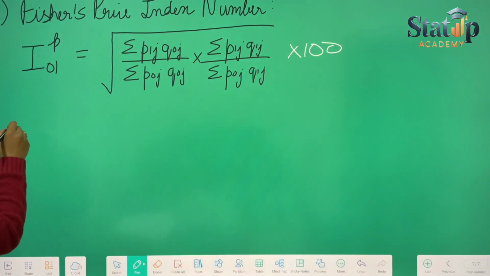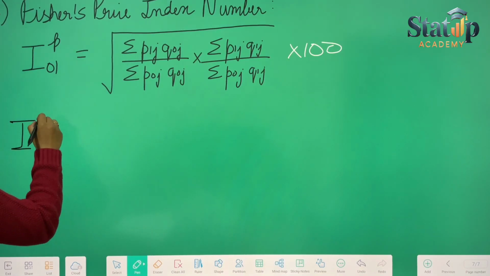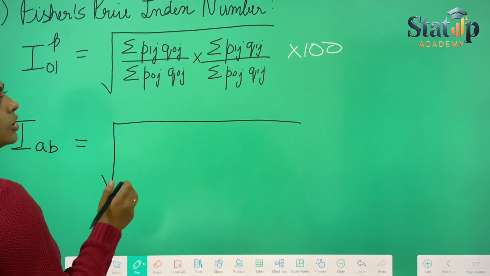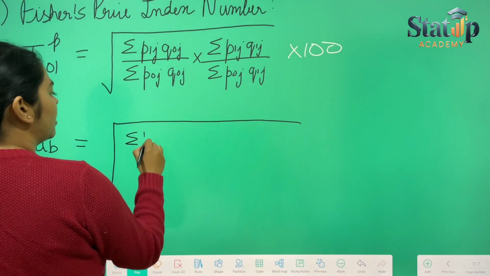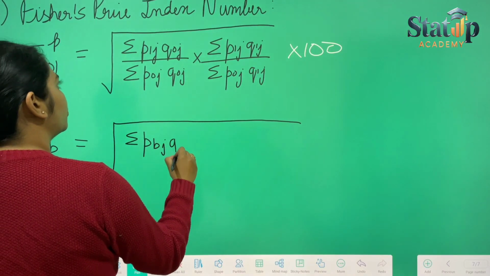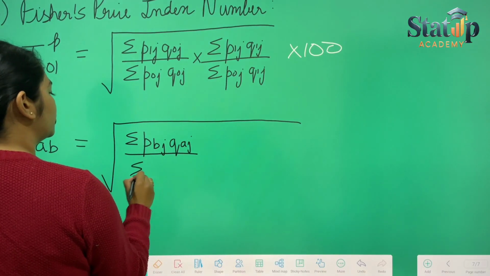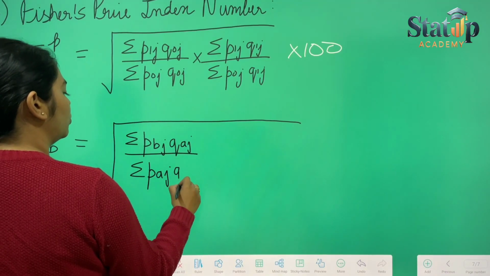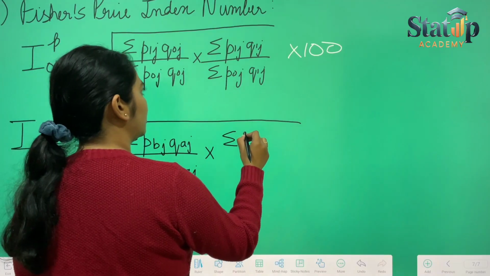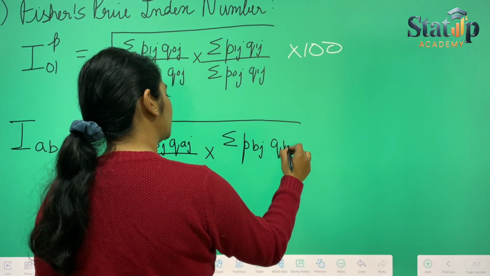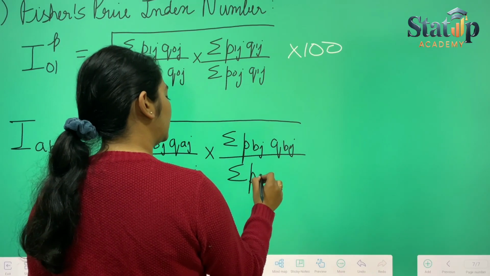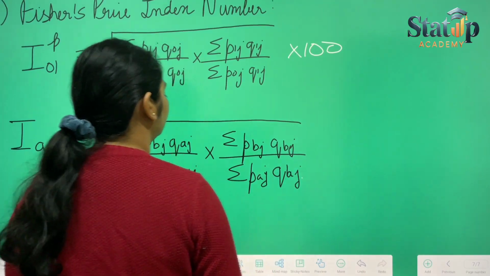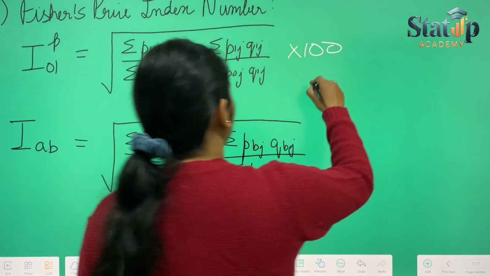So if we take IAB, then in place of 1 you can write B, and in place of 0 you can write A. So it would be summation PBJ QAJ upon summation PAJ QAJ, into summation PBJ QBJ upon summation PAJ QBJ. This is IAB.